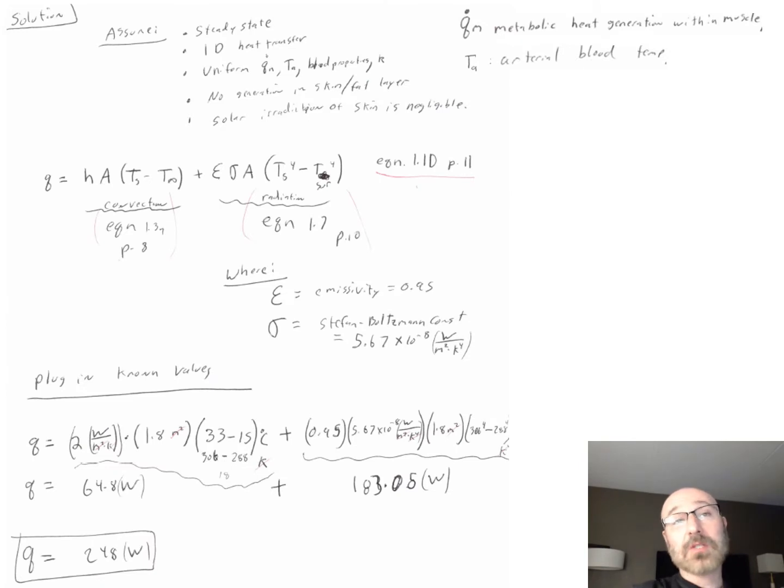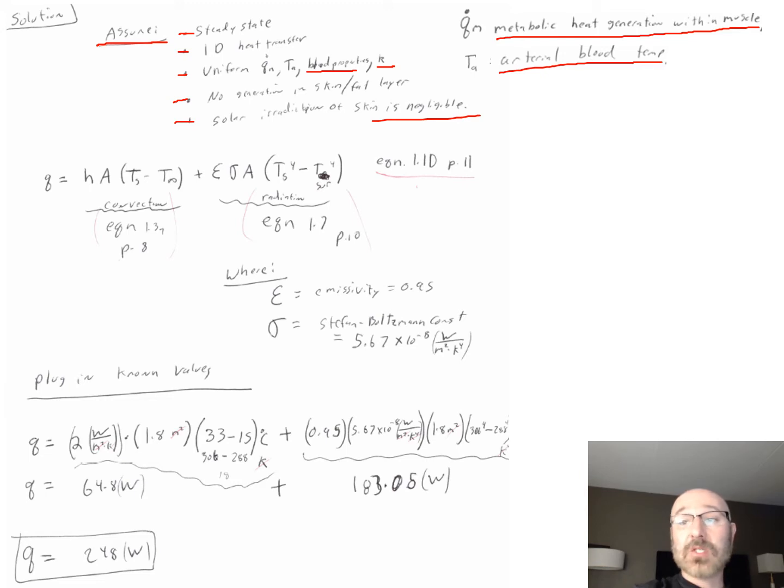So now as we begin our solution here, we want to make a couple different assumptions. A couple of things we're going to assume here are that it's steady state, one-dimensional heat transfer. We're going to have uniform metabolic heat generation within the muscle, uniform arterial blood temperature, uniform blood properties in general, and a uniform thermal conductivity throughout it. We're also going to assume that there's no generation in the skin fat layer and that the solar irradiation of the skin is going to be negligible.